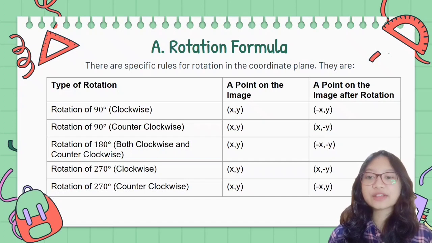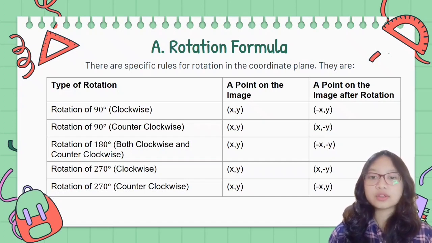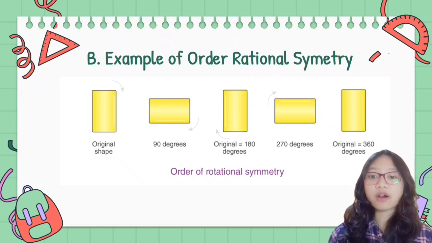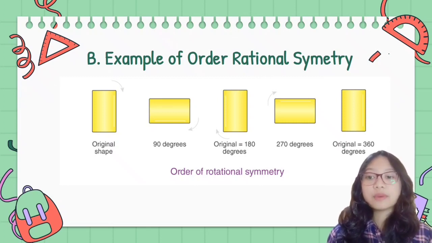There are specific rules of rotation in the coordinate plane. You can see in the slide. Next, you can see the example of order of rotational symmetry. The above example shows the rotation of a rectangle 90 degrees each time.